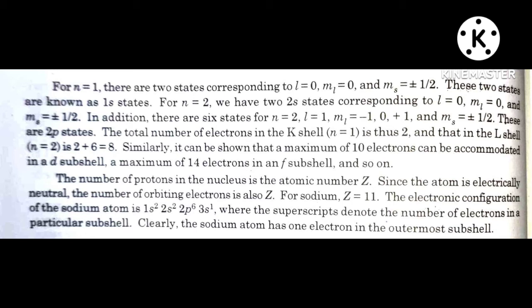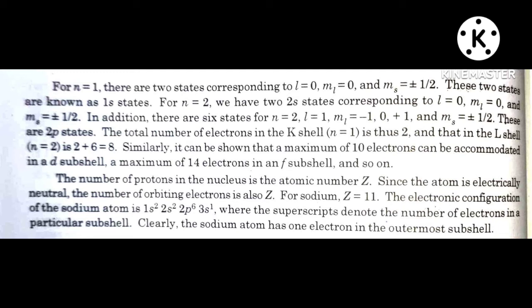For n equals 1, there are two states corresponding to l equals 0, ml equals 0, and ms equals plus or minus half. These two states are known as 1s states. For n equals 2, we have two 2s states corresponding to l equals 0, ml equals 0, and ms equals plus or minus half. In addition, there are 6 more states for n equals 2, l equals 1, ml equals minus 1, 0, plus 1, and ms equals plus or minus half.